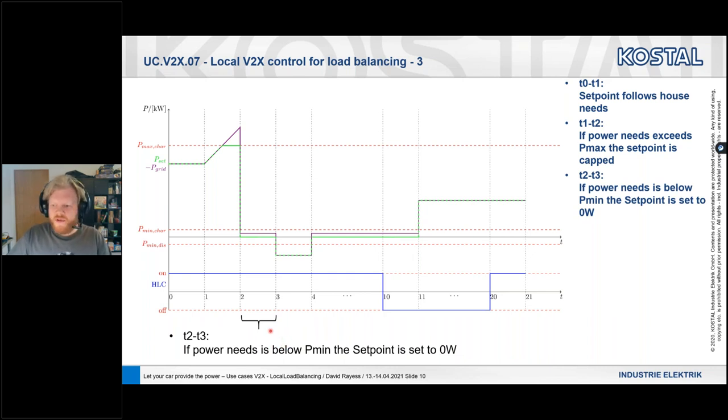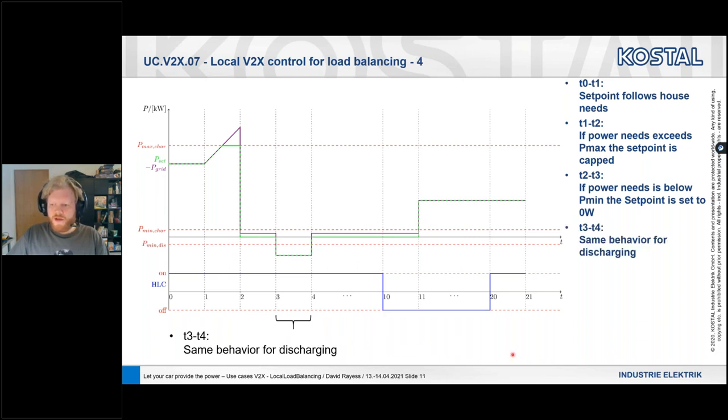The wallbox and the vehicle have self-consumption, and at lower charging power, it's inefficient to charge. So in order to waste as little energy as possible, the energy flow is paused below a minimum power level. And as soon as the charge level is above the target SOC, the same behavior applies to discharging. And if the solar system supplies less energy than required, this is supplemented from the vehicle.